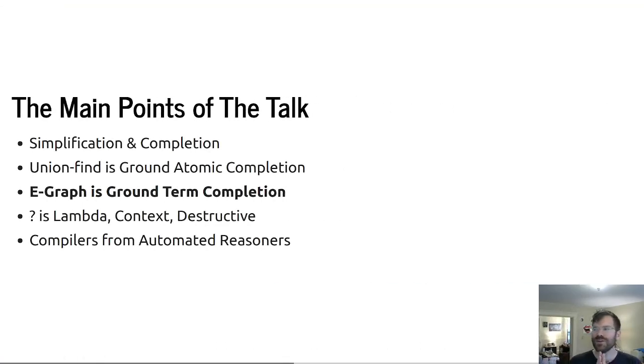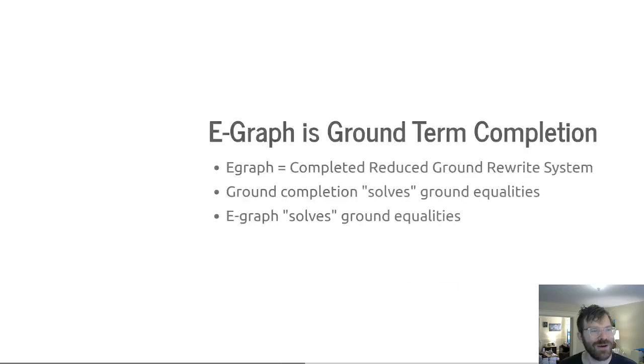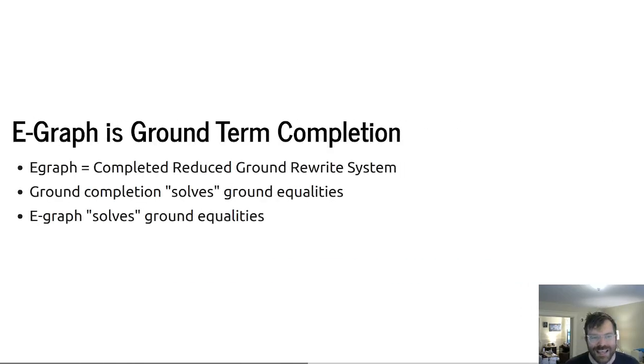Okay, so now moving one step further, we'll discuss how an EGraph is ground term completion, which is closer to what we actually care about. So an EGraph is a completed reduced ground rewrite system. And this sort of sense checks because an EGraph and ground completion are solving the same problem. A ground completion solves a pile of ground equalities, and an EGraph also solves a pile of ground equalities. So they're doing sort of the same thing. It kind of makes sense that these are related or identifiable.